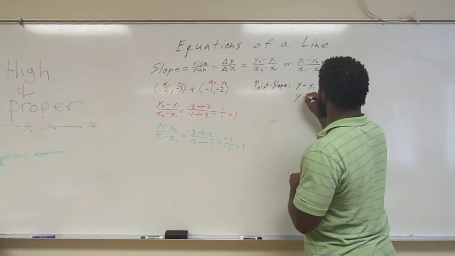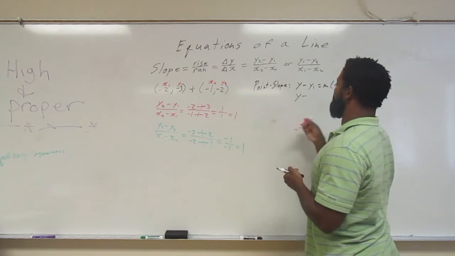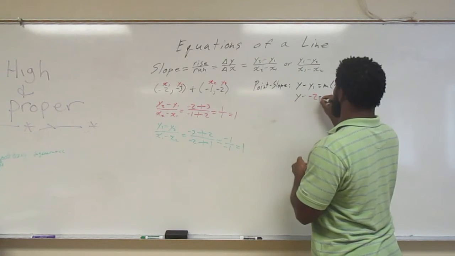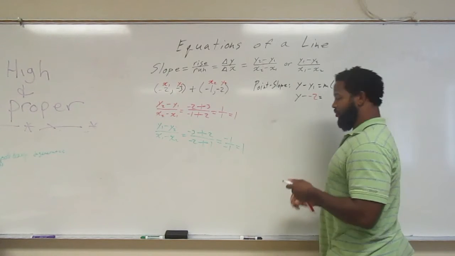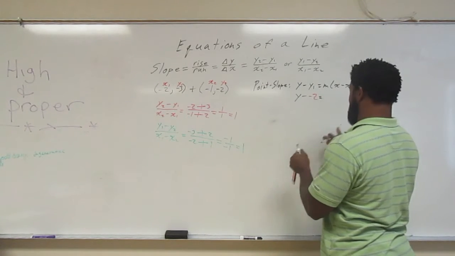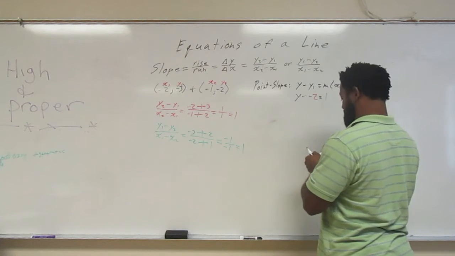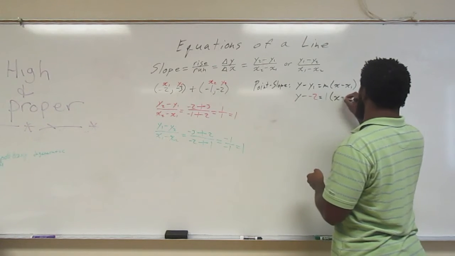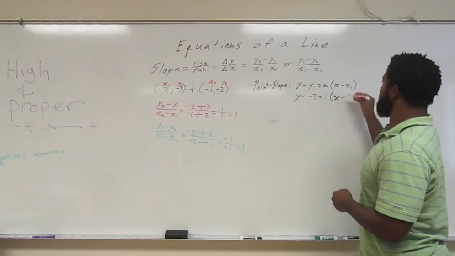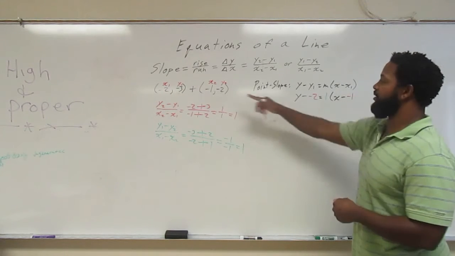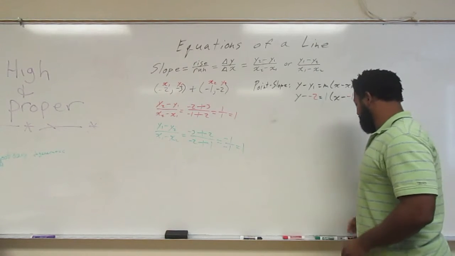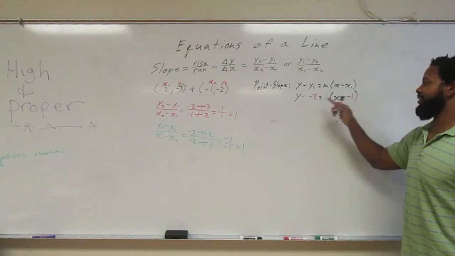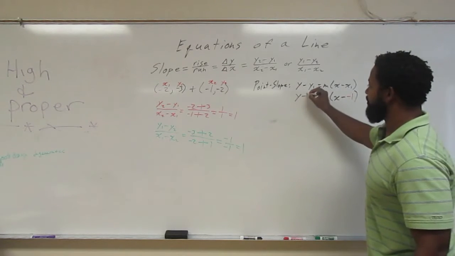y minus, what is our y2? A negative 2, right? Is equal to, what's our slope? 1. 1 times x minus, what is our x2? Negative 1 right there. You see how I'm just doing this color coded so that you will see what's going on. What happens when you're subtracting a negative? Positive. There you go. Boom.